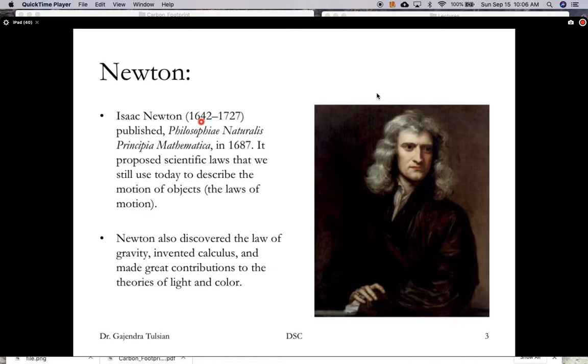So Newton lived between 1642 and 1727, and in his Principia Mathematica in 1687, he proposed the laws of motion, and we still use them today. He also discovered gravity, he invented calculus, and made contributions to the theory of light and color. So Mr. Newton did quite a bit. Even just one of those would have made him famous. So he was a smart man.